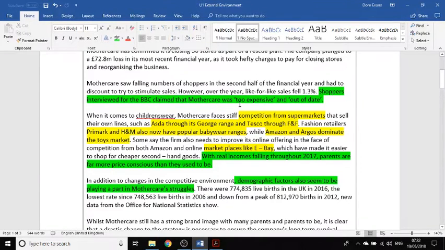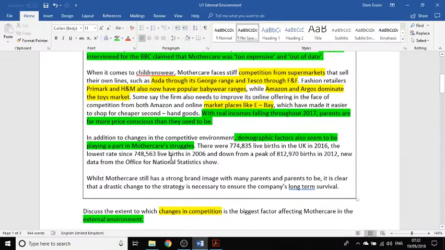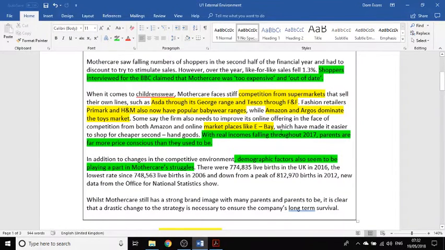It's not necessarily to do with the competitive environment, so I haven't highlighted it in that colour, but I feel like it's good information that's going to help me look at how shoppers are responding to Mothercare. So when it comes to children's wear, Mothercare faces stiff competition from supermarkets that sell their own lines.